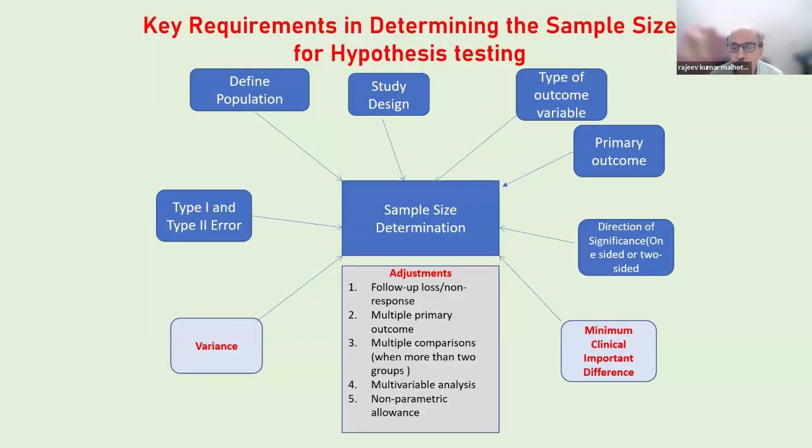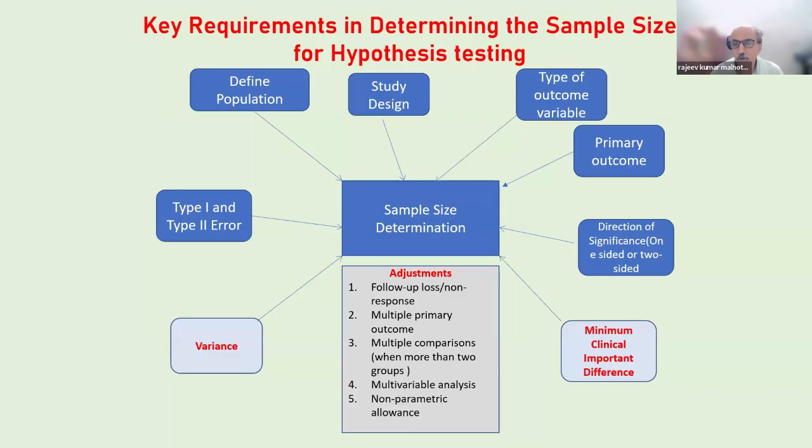If it is a proportion, then you have to go for the proportion formula. If it is a continuous variable, in that case, you calculate the mean. And if correlation is the primary outcome, then you go for the correlation, or if it is a diagnostic study, or some agreement you are going to find out. In that case, what is your primary outcome, and what type of outcome variable are you using, whether continuous or categorical. These are the information you collect before calculating the sample size.